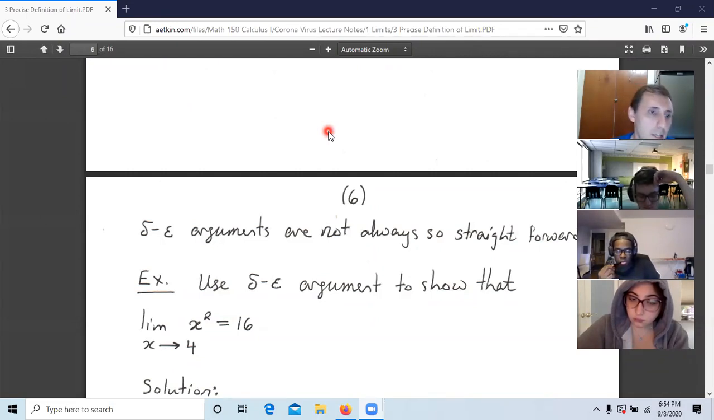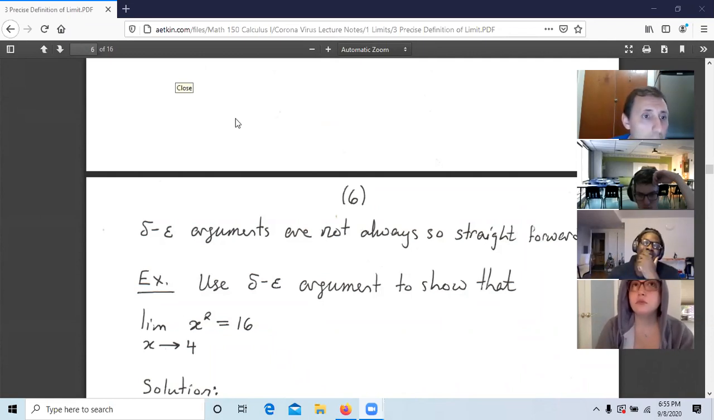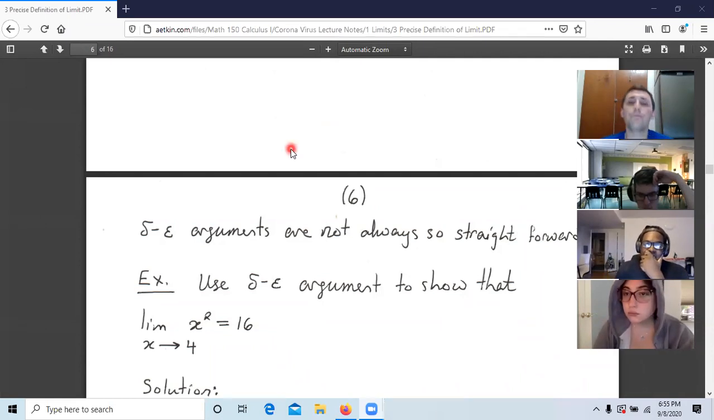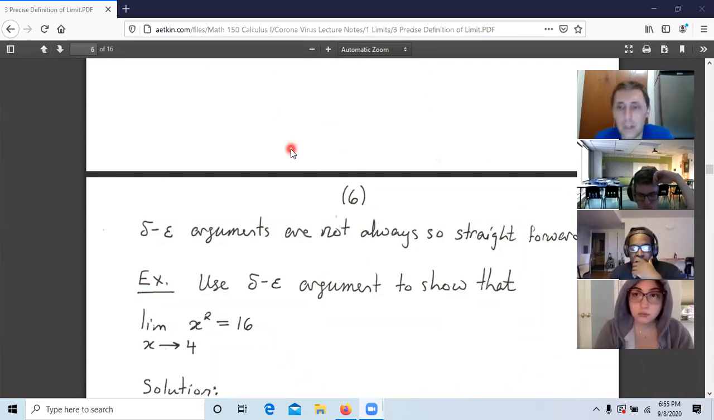Okay, James says x plus 4 is less than epsilon and x minus 4 is less than epsilon. What's delta? You see, no trouble, right?